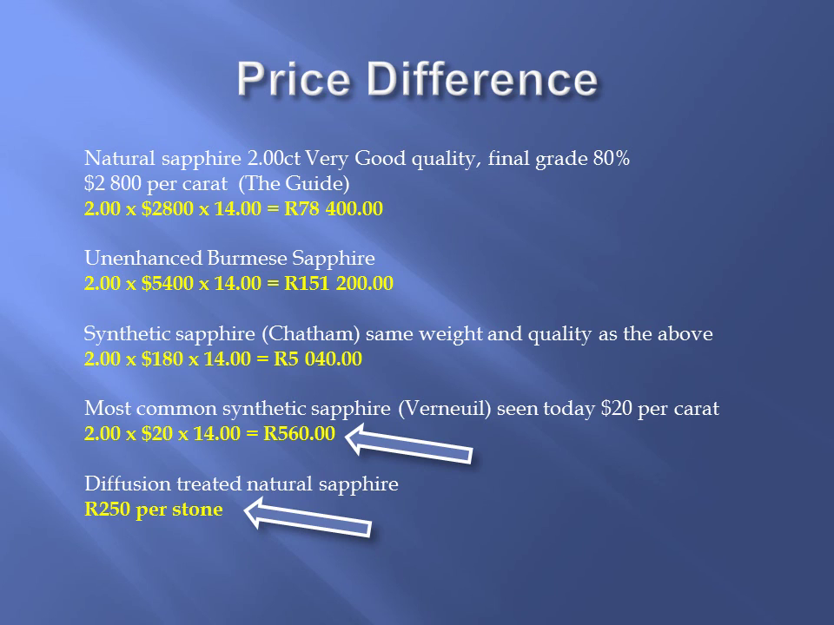The problem comes in when the diffusion treated sapphire is worth 250 Rand, the most common synthetic is worth 560 Rand, and some of the more sophisticated sapphires worth 5,000 Rand for the stone are selling at 78,400 Rand or 151,200 Rand. This is the reason why you need a gemologist and why you need to get your stones checked.